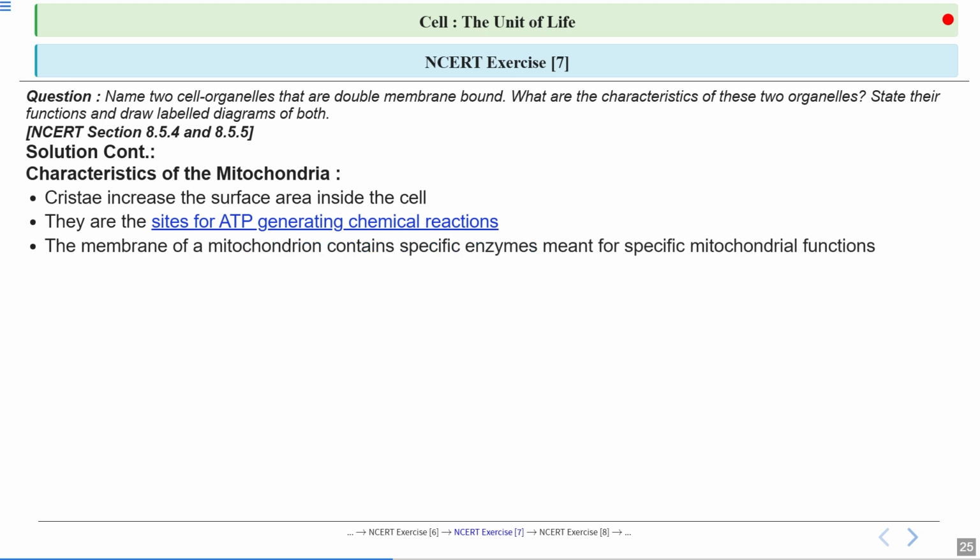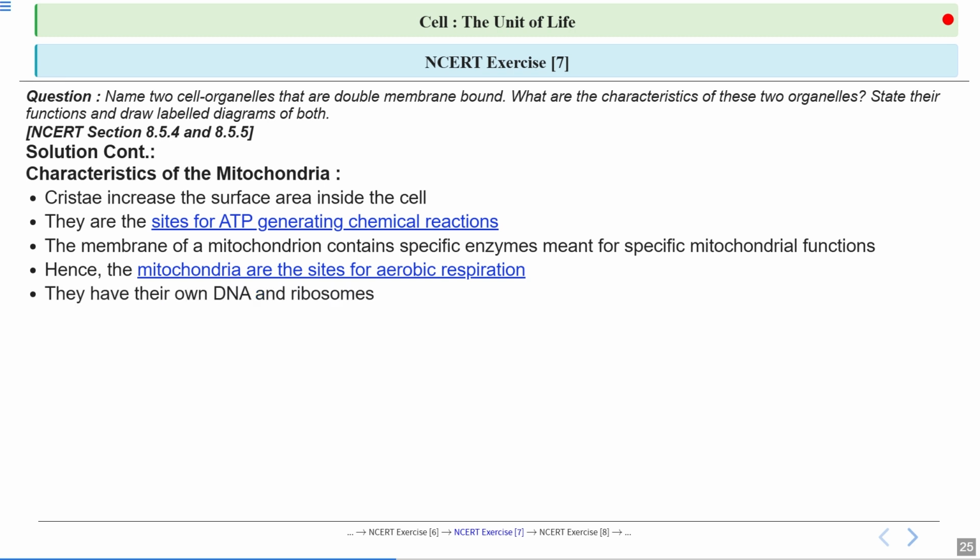The membrane of mitochondria contains specific enzymes meant for specific mitochondrial functions. And mitochondria are the sites of aerobic respiration. So whenever you talk about cellular respiration, we are talking about mitochondria, which are the site of aerobic respiration. Mitochondria have their own DNA and ribosomes. Ribosomes are of 70S type.